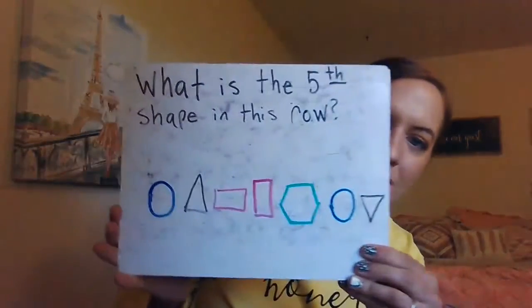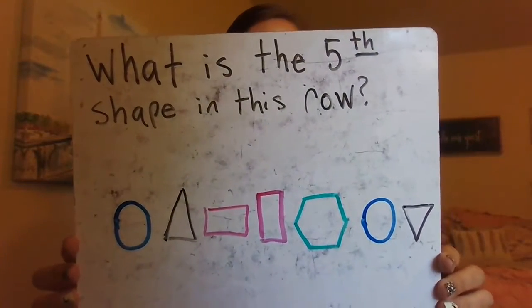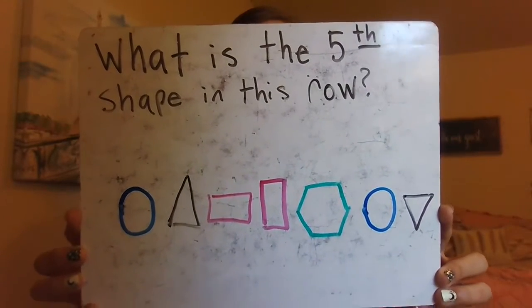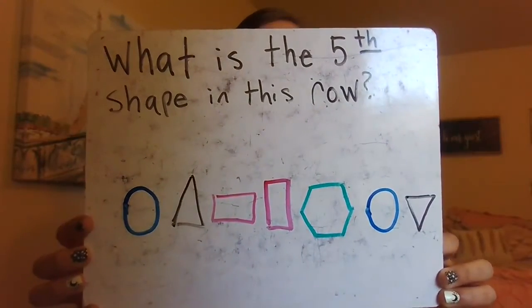So again, you're going to count for the fifth shape in the row, and make sure you start on this side when you count, not this side, over here, okay? Start over here and then count to the fifth. And then that's it. That's all today's math lesson. It was all about ordinal numbers and matching pictures to ordinal numbers and a lot of listening.